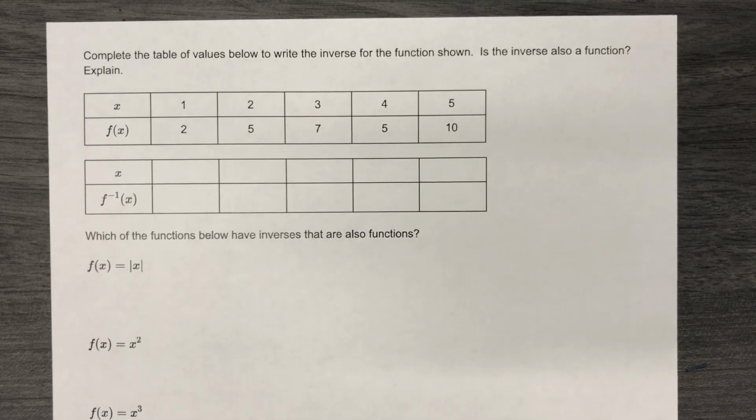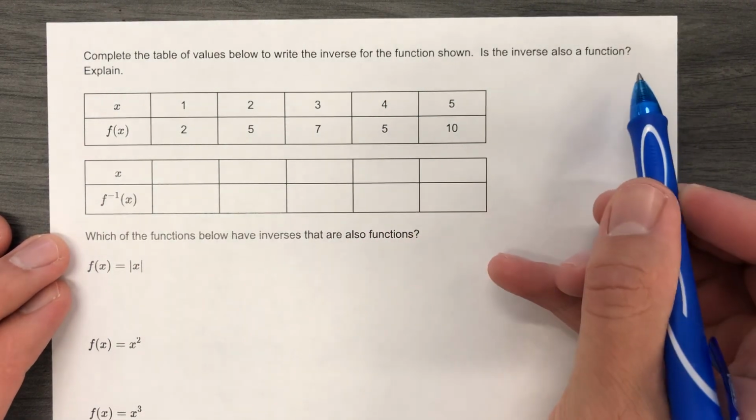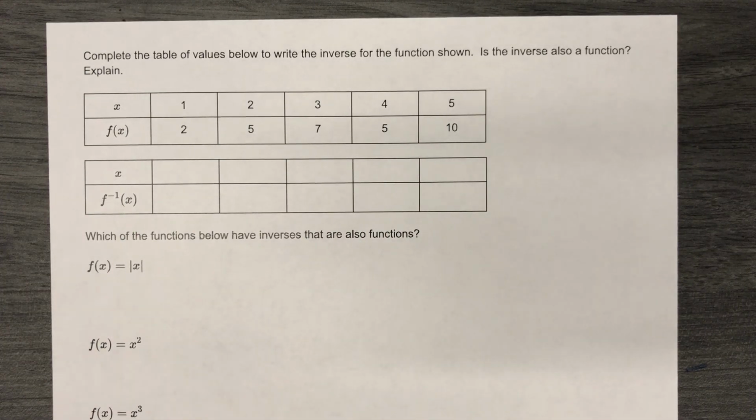We're going to complete the table of values below to write the inverse for the function shown. Is the inverse also a function? Explain. Well, let's just go ahead and complete the table of values to write the inverse for the function shown. When you find an inverse, what do you do? Well, you switch x and y.